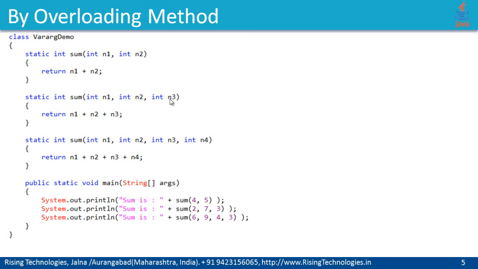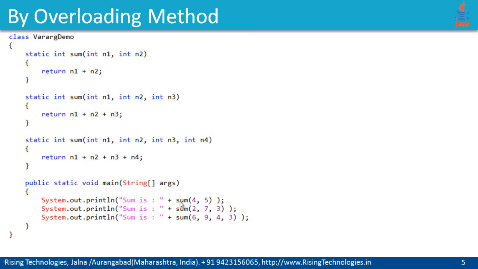If I want to calculate the addition of four integers, I can have one more overloaded version of the sum method that takes four integers as parameters and returns the addition of these four numbers. Now look at my main program. I have invoked this sum method by passing two integers as parameters.